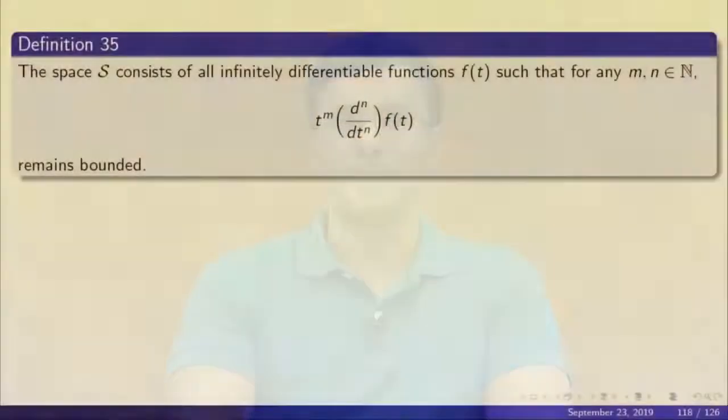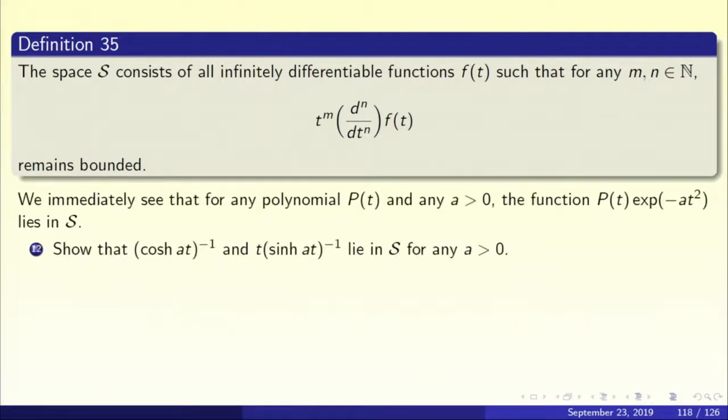So, let us define this space now. The space S consists of all infinitely differentiable functions f(t) such that for any pair of natural numbers m and n, if you differentiate the function n times and multiply by the monomial t to the power m, this expression must be bounded. So, the supremum of t to the power m times the nth derivative of f(t) must be bounded. We immediately see that for any polynomial p(t) and any a bigger than 0, the function p(t) times e to the power minus a t squared is in the Schwarz space.